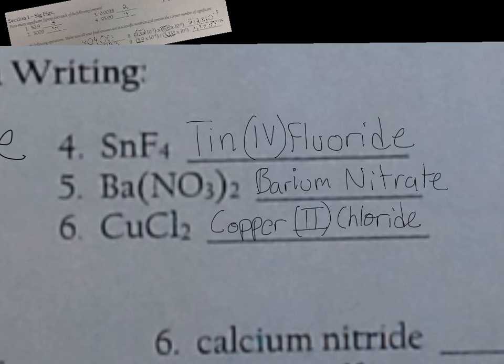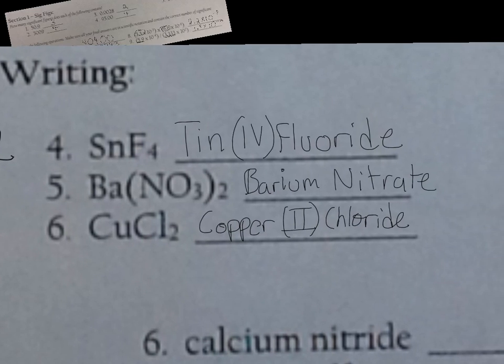Alright, so for number 4, it is special because once you cross it and make it tin 4 fluoride, you notice that there are 4 fluorine. So each of them have a -1 charge, so that the tin has a +4 charge overall, which is why you give it the 4 in the middle. Then for number 5, it is barium nitrate because it is already a polyatomic, and you just leave the name.